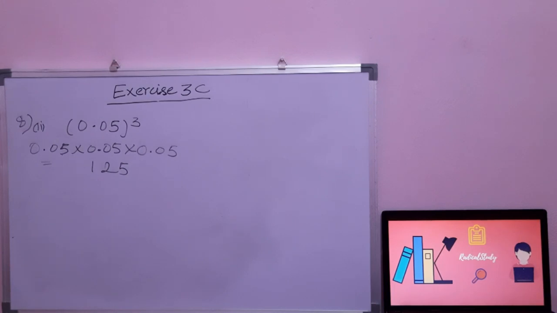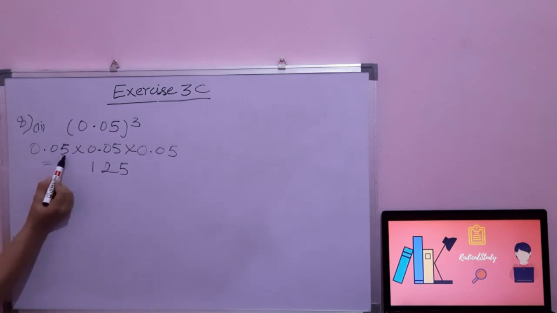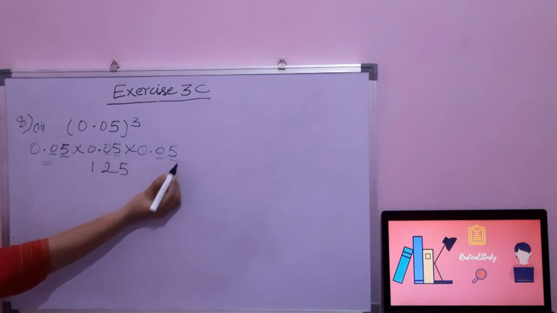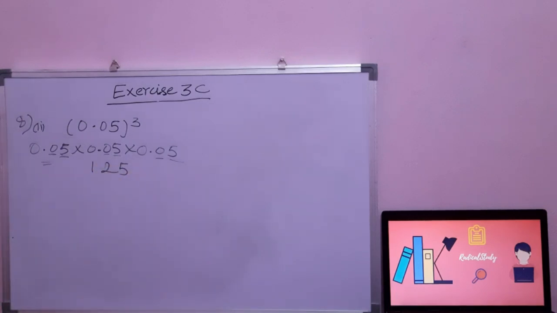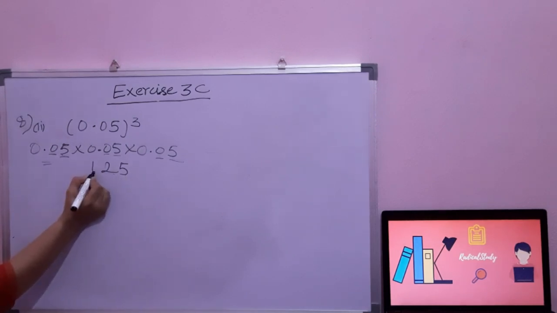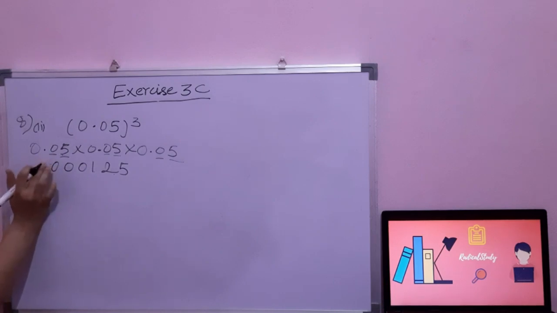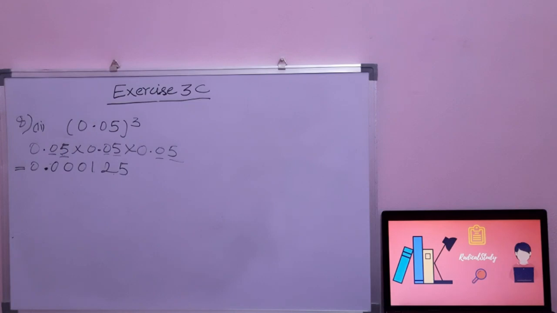We have just multiplied it without the decimal. Now what is the second step? Count the number of decimal places. 1 2 3 4 5 6. How many decimal places are there? 6 decimal places. Now here you will put the point, then 1 0. Then this is your answer. We have covered 6 decimal places.